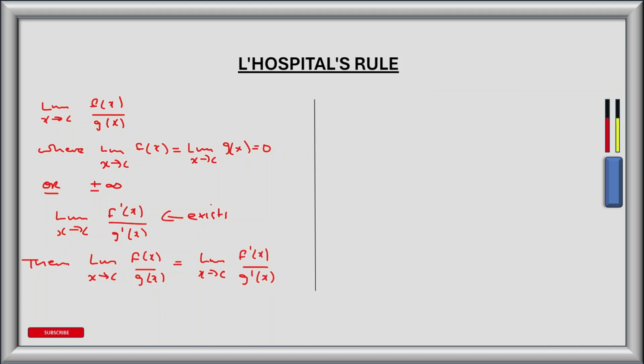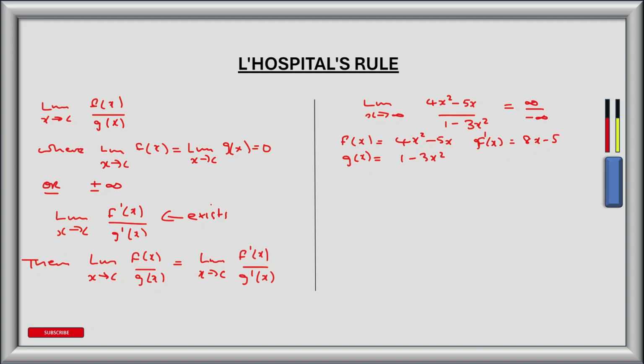In our second example, we found that the limit as x tends towards infinity of 4x squared minus 5x divided by 1 minus 3x squared was also indeterminate, as it was infinity over minus infinity. So again, let's use L'Hopital's rule to try and evaluate this limit. In this case, f of x is equal to 4x squared minus 5x, and the derivative of f of x is equal to 8x minus 5. G of x equal to 1 minus 3x squared. The derivative of g of x equal to minus 6x.